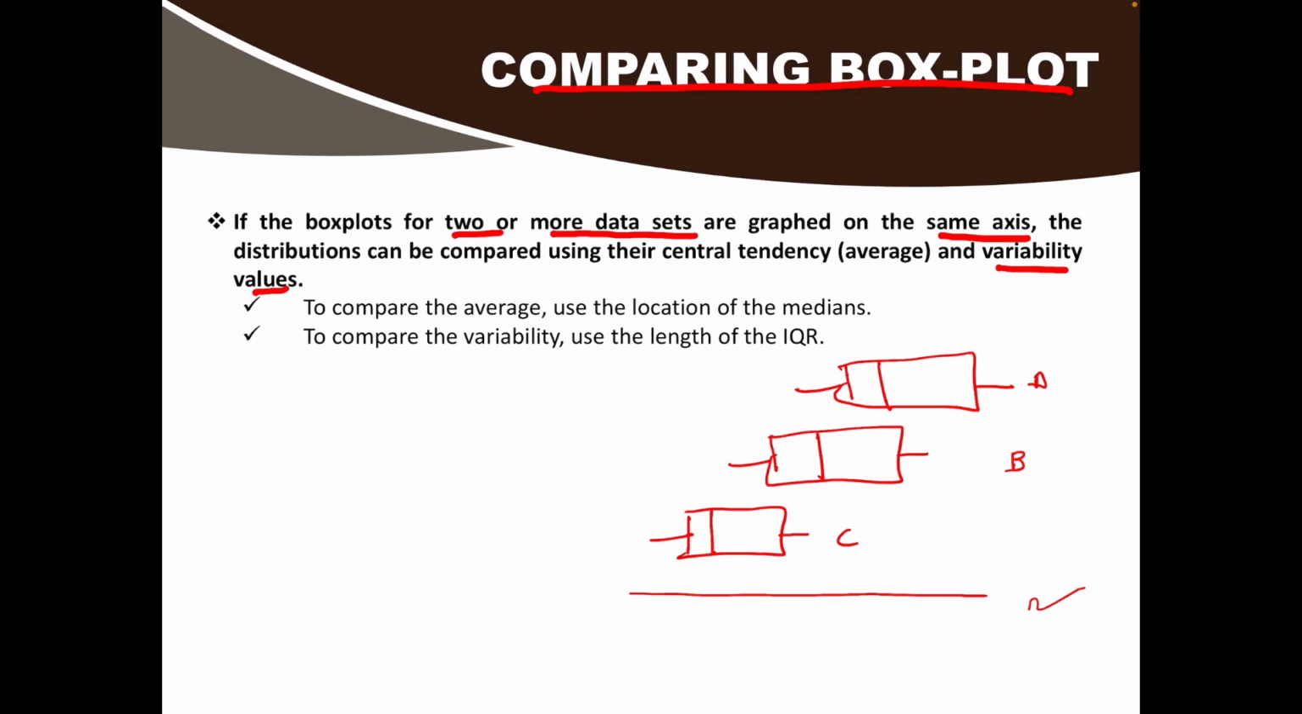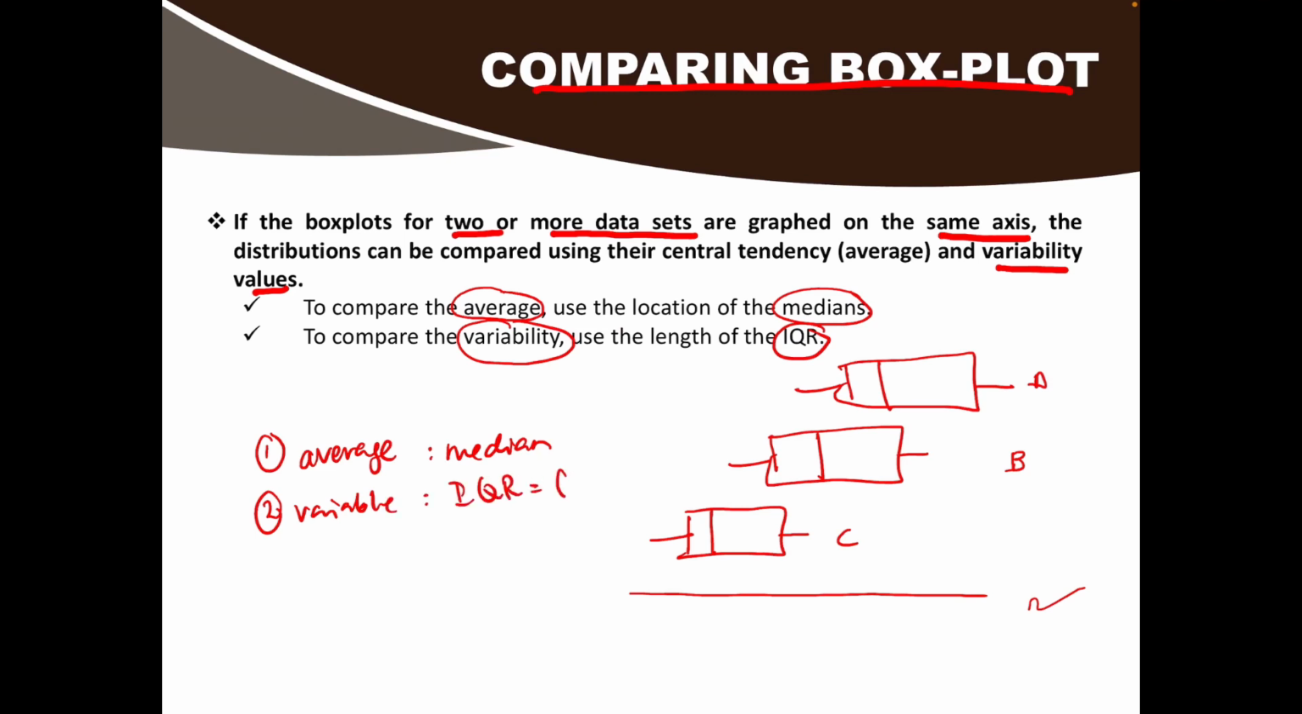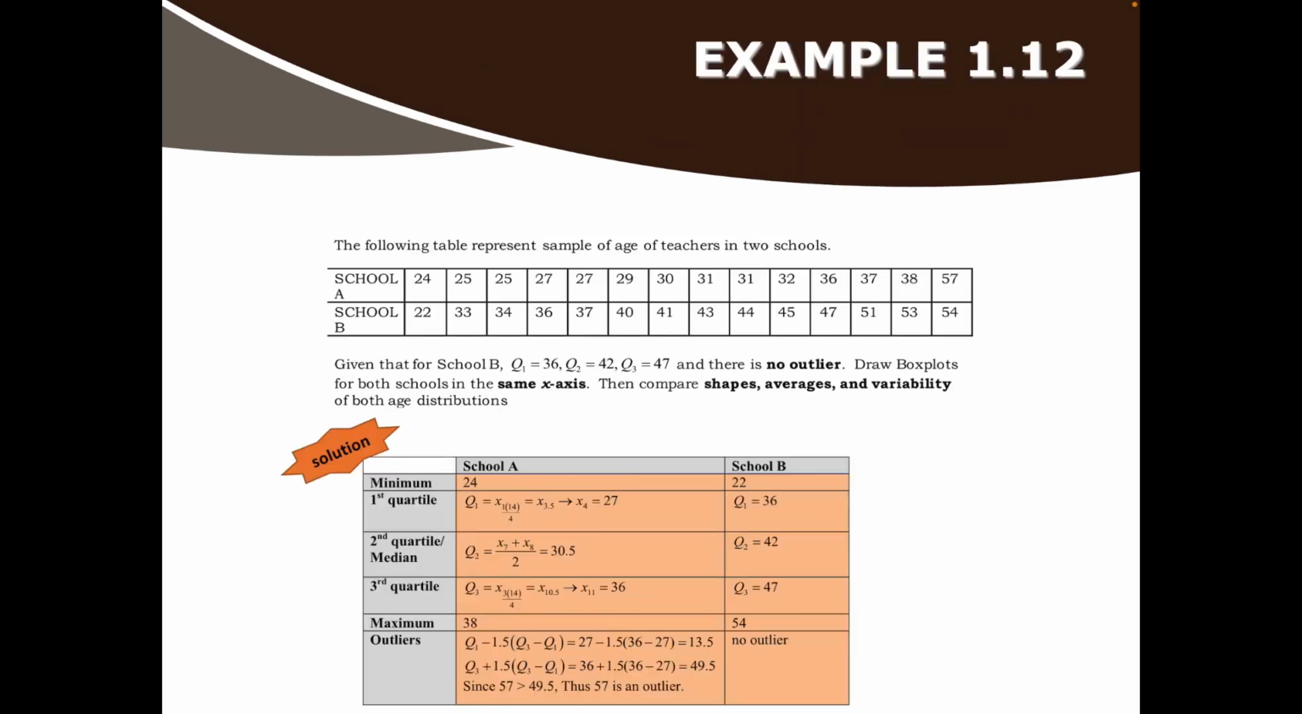So what can we compare when we have more than one box plot on the same axis? First, we can compare the average using the median. Second, we can compare the variability using IQR. The IQR equals Q3 minus Q1. So always find the smallest IQR.